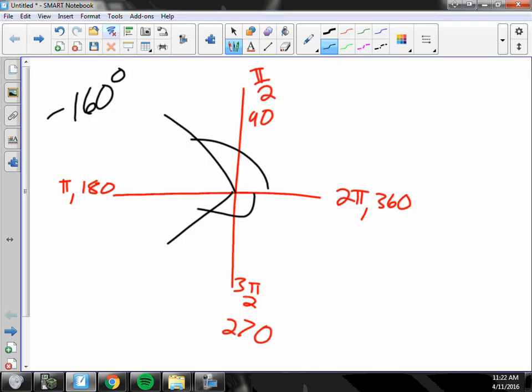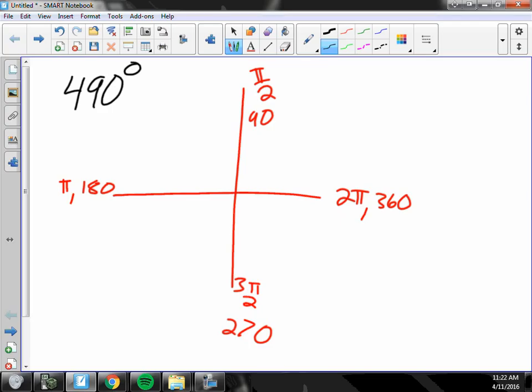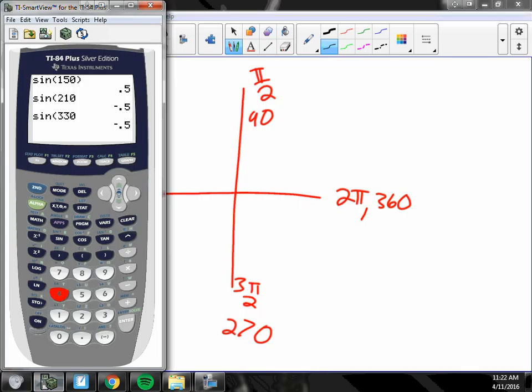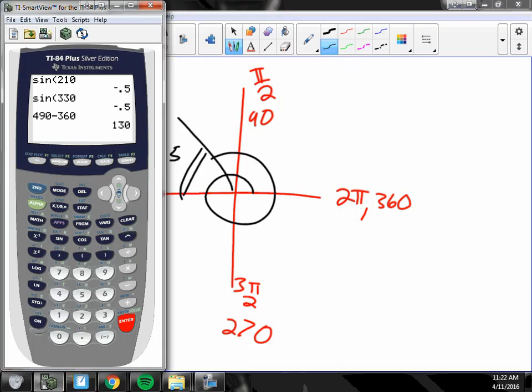Okay? All right, what about 490 degrees? Well, I don't like 490. What am I going to do to it? Subtract 360. So 490 subtract 360. Oops. It's going to be 130, which is quadrant 2. So the reference angle would be 50. So we're going to go all the way around to there, and I need 50 more to make it.